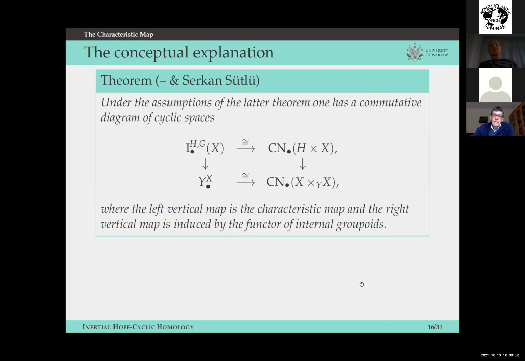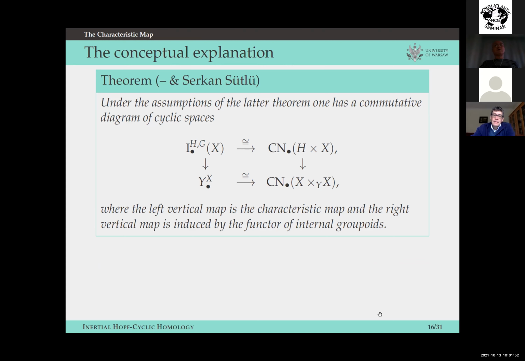Please go to the next. Since we understand that this Alexander-Spanier cyclic space and this inertial cyclic space are both cyclic nerves, the natural question arises: is this characteristic map, given by this very simple formula, related somehow to some fundamental constructions of category theory? And the answer in the positive is provided by the following theorem, which claims that in fact this characteristic map is equivalent to a map of cyclic nerves induced by an internal functor of internal groupoids corresponding to the graph of the action.